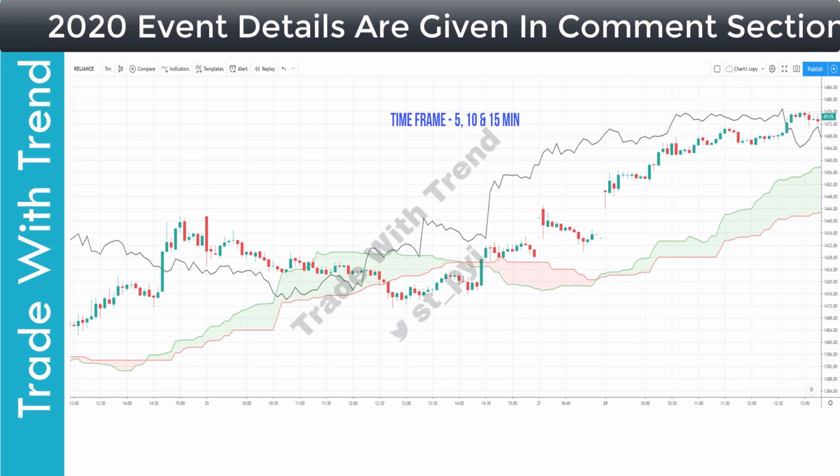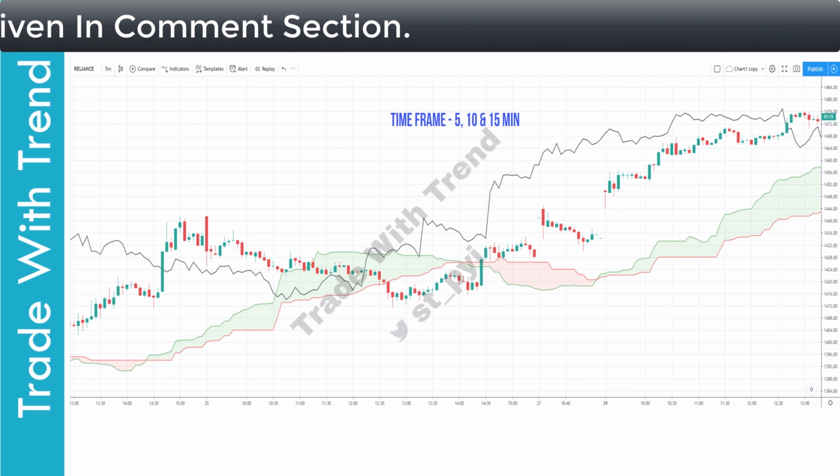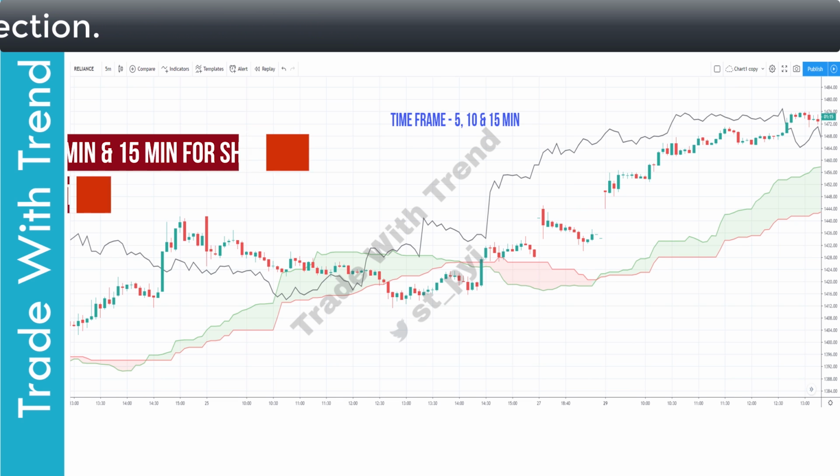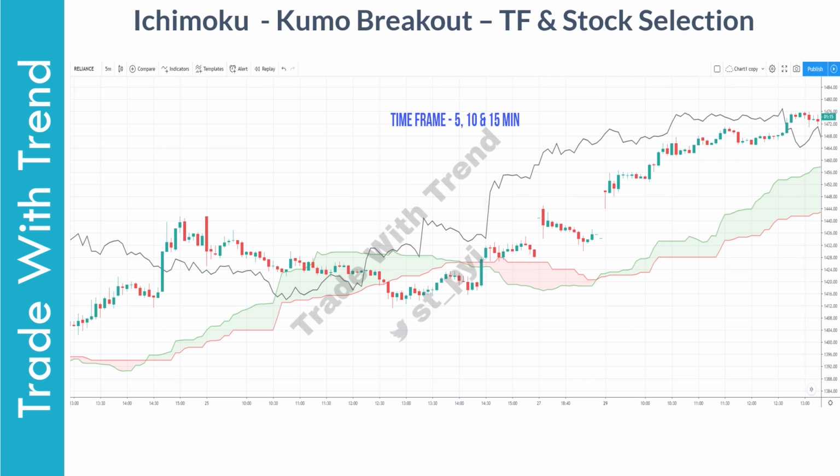Now if you're someone who trades in stocks, then prefer using 5-minute and 15-minute time frame to go long in the market with this strategy. For short sell trades, prefer using combination of 10-minute or 15-minute time frame. Avoid the 5-minute time frame, that is if you want to short sell stocks.